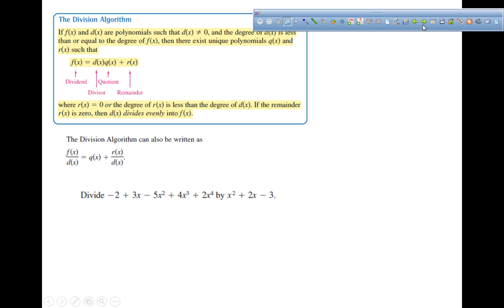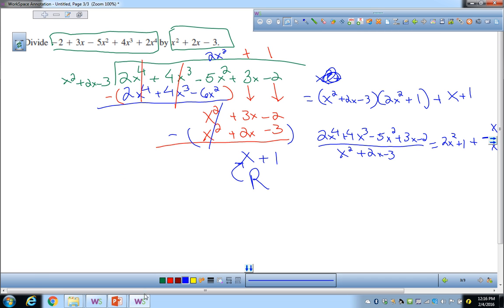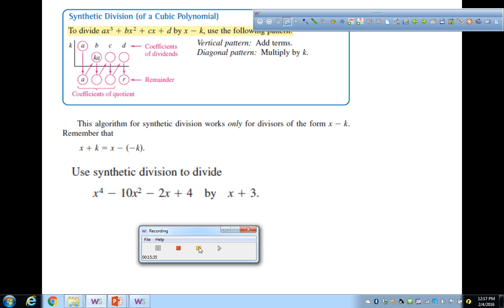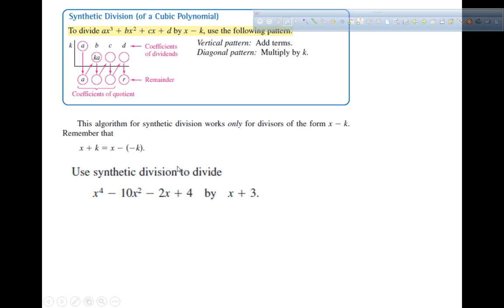You want me to show you that for some more time? There you go. Whoa, you can't see that? We're going to pause. Hit play. Use synthetic division to divide this by this. So synthetic division is really nice. If this is plus, you divide by a negative. Okay? This is the algorithm. Do you understand that algorithm? No, you don't. All right.